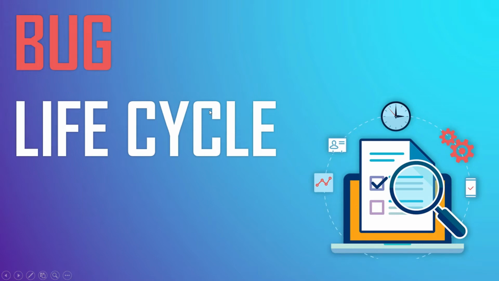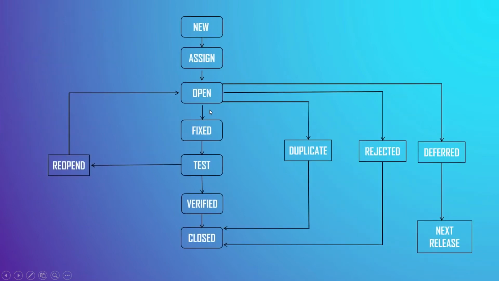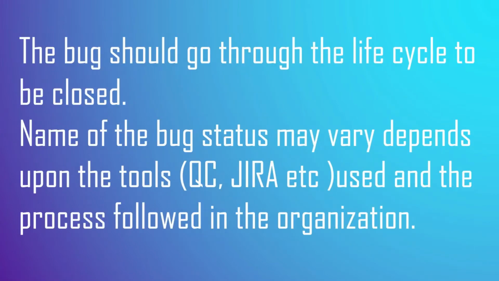Every bug has a lifecycle it should go through to be closed. The status names may vary depending on the tools and the process followed in the organization, but a bug can be defined as abnormal behavior of software. The lifecycle starts when a software error is triggered and a fault is found, and ends when the defect is closed after ensuring that it is not reproduced. Now, let's see the different bug states in the bug lifecycle in detail.